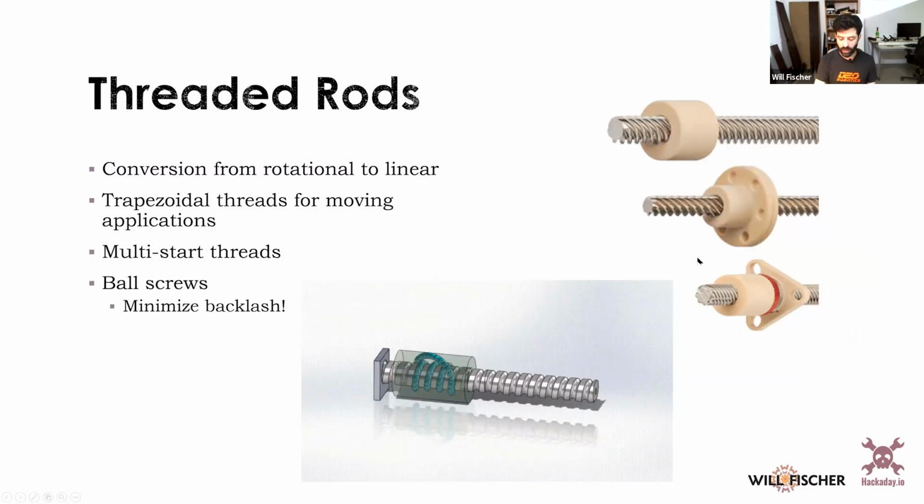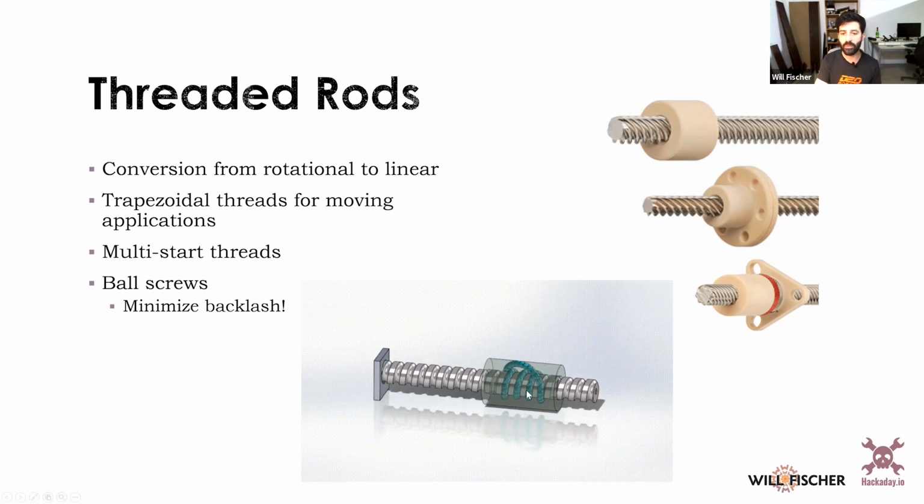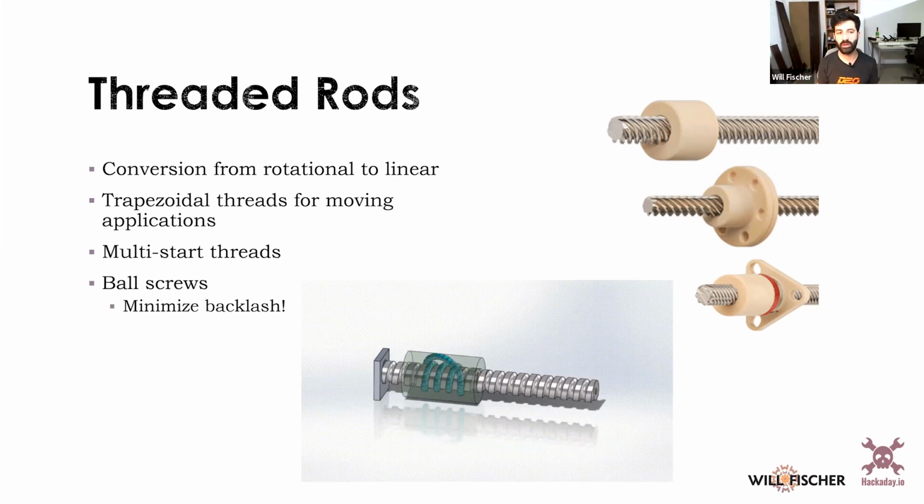Threaded rods are a really nice way to convert from rotational to translational motion. What you can see at the top is this rod with just kind of a fixed thread on it. You can also get what's called ball screws, and ball screws use an internal channel where they move balls around, so it operates like a ball bearing, and they have almost no backlash. They're really, really cool for that. So in very high precision things, you often see ball screws used because they minimize that backlash. But they work the same way that a threaded rod does.